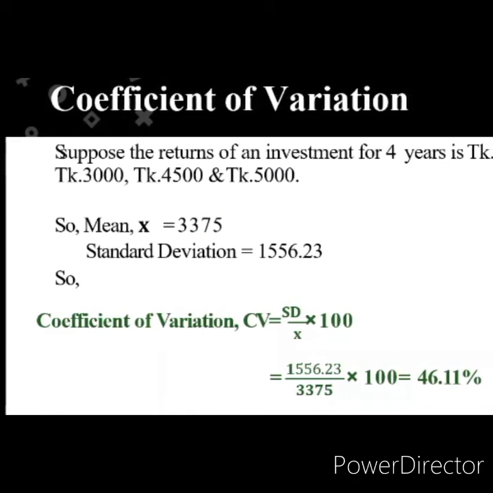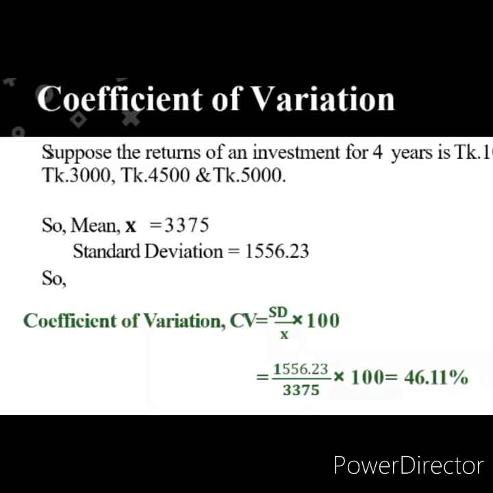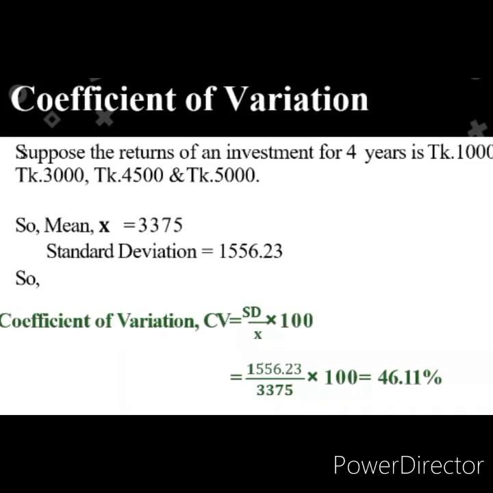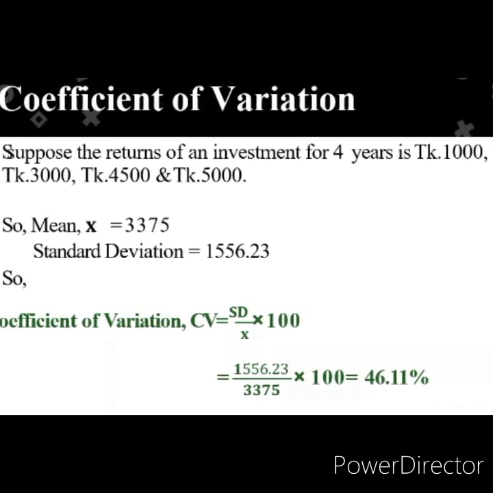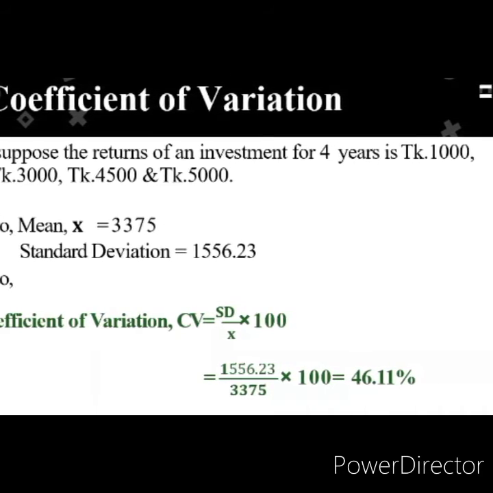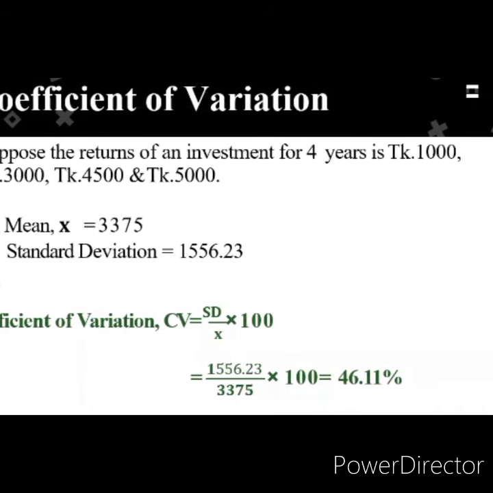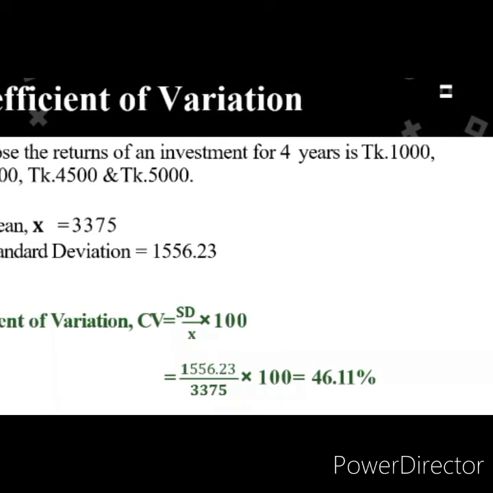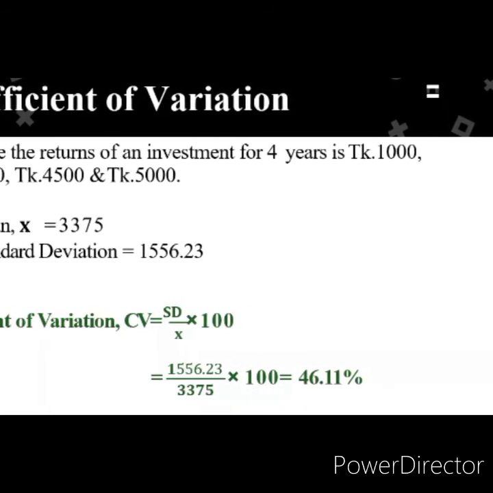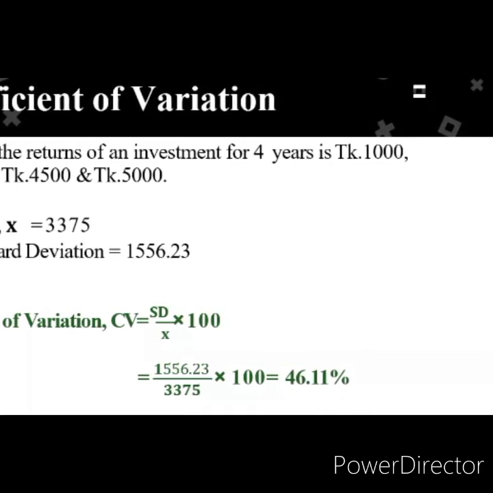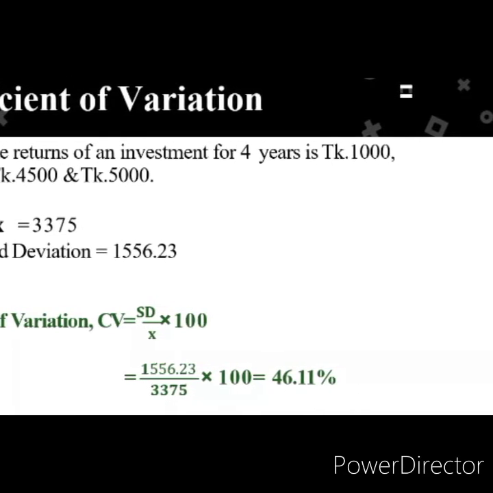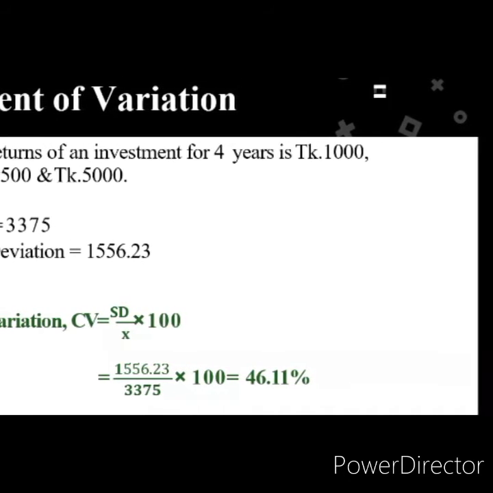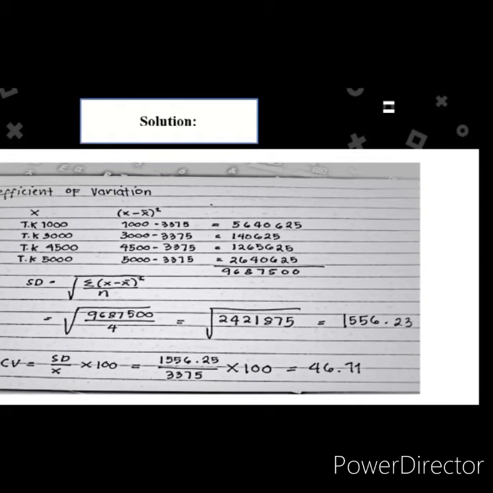So for example, suppose the returns of an investment for 4 years are 1,000, 3,000, 4,500, and 5,000. So for the mean x-bar, we have 3,375, and the standard deviation is 1,556.23. So the coefficient of variation is equal to SD over the mean times 100. So mathematical application, we have 1,556.23 over 3,375 times 100, which is equal to 46.11%.